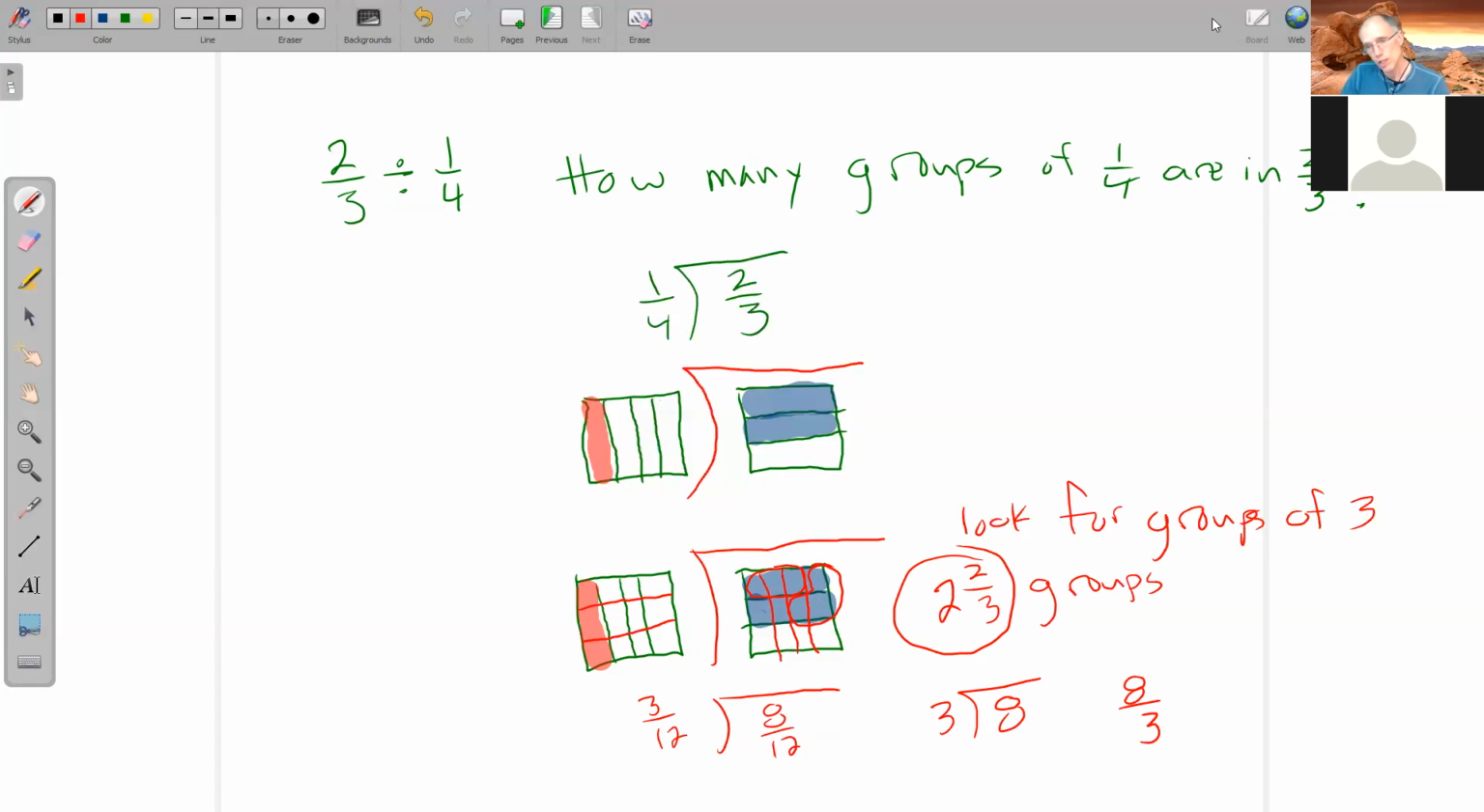Okay, so division. We've got how to model division, which definitely takes some practice, and it's important you not just know the algorithms, but how to justify why the algorithm works. And so these pictures justify why the algorithms work.